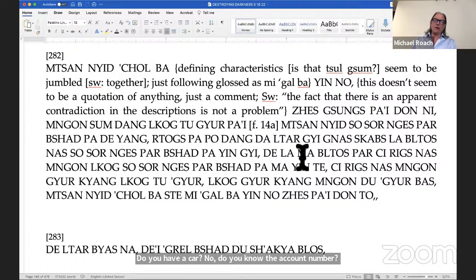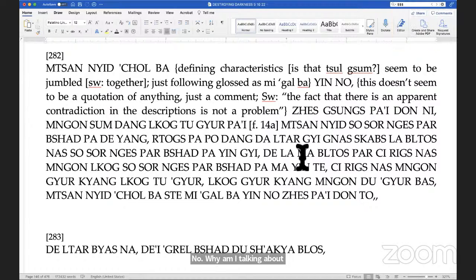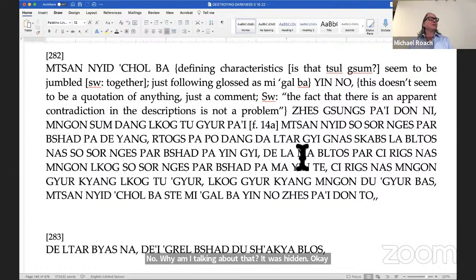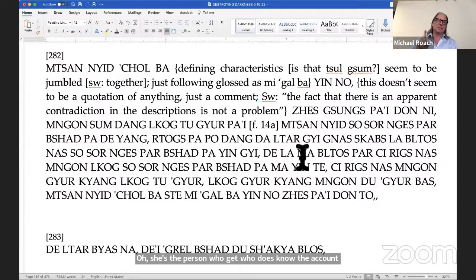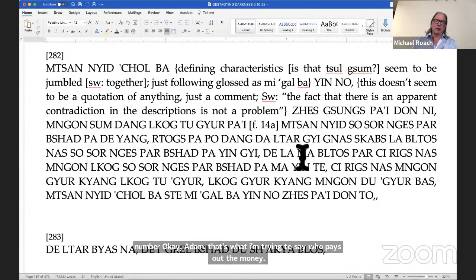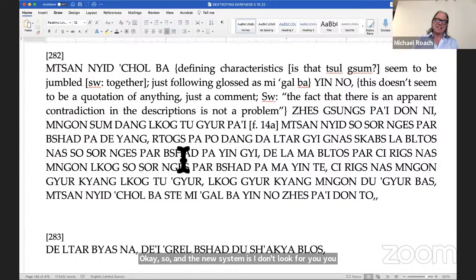Why am I talking about that? Ellie. It was hidden. Obvious. He knows how to get money out of my account. No, but there was some other reason I referred to you. Oh, she's the person who does know the account number. Okay, Adam, that's what I'm trying to say. She's the one who pays out the money. So the new system is I don't look for you, you look for her. So if you don't remind her and Ava doesn't go to college, it's not my fault.